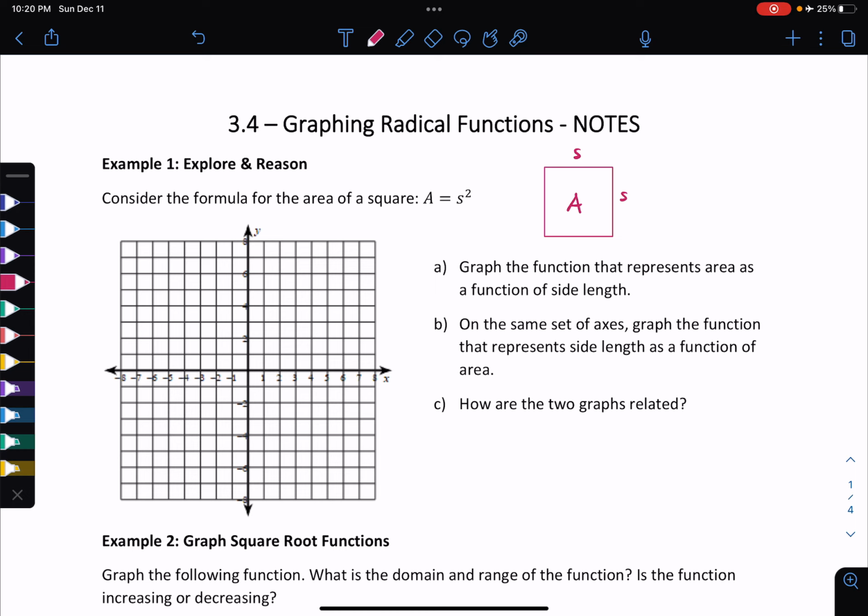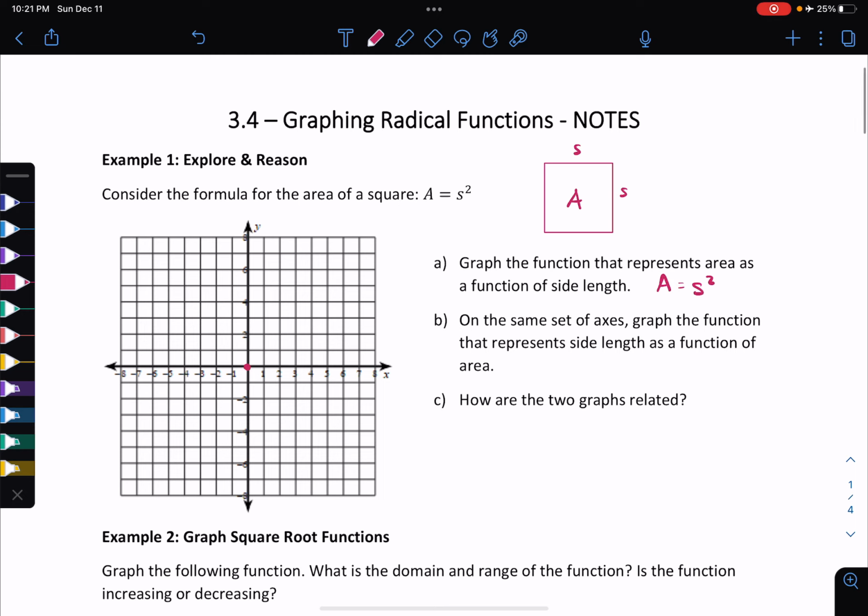Well, if my side length is x in this case, so this would mean area as a function of side length, it's A equals s squared. Notice that looks very similar to y equals x squared. It's just a quadratic function. When we have a side length of 1, 1 times 1 is 1. When we have a side length of 2, 2 times 2 is going to be 4. If I had a negative side length for some reason, I would go back here, but that doesn't make sense in the context of this scenario, right? So I'm just going to graph this half of the parabola.